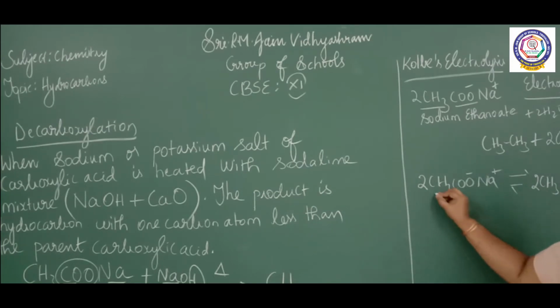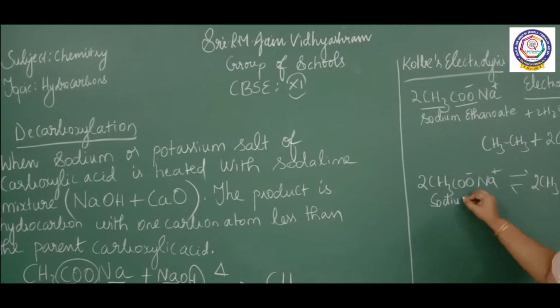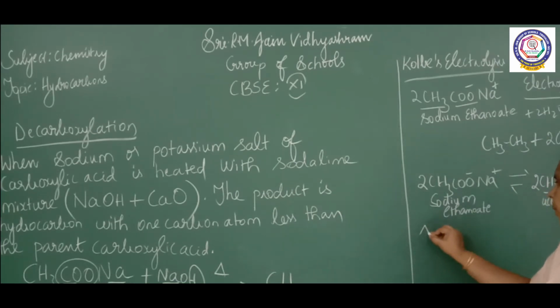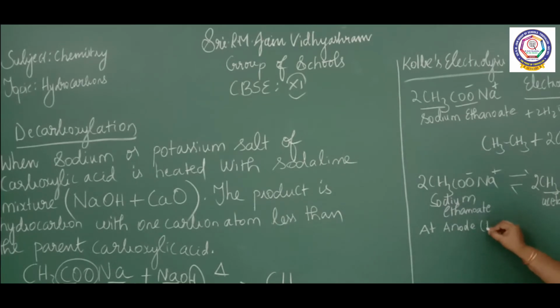So what is this actually? Sodium ethanoate. So this is acetate, and here this is negative, this is positive. So at anode, what type of reaction is possible at anode? Anode is, what is that? Positive terminal. What is the reaction taking place at the positive terminal?